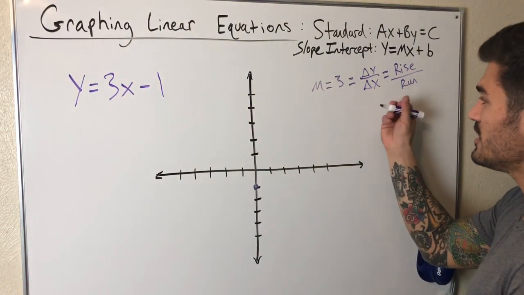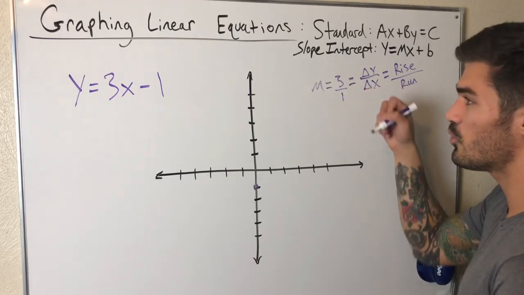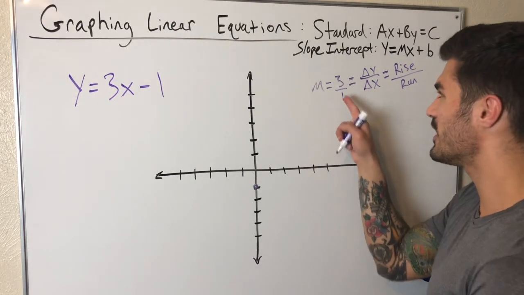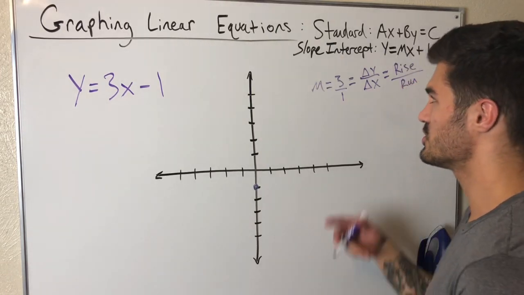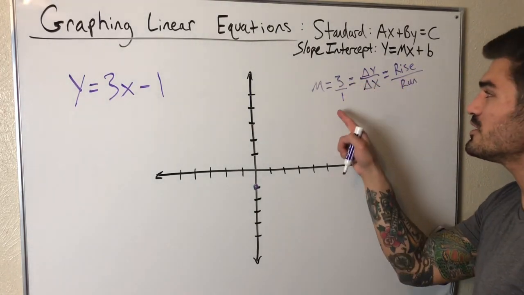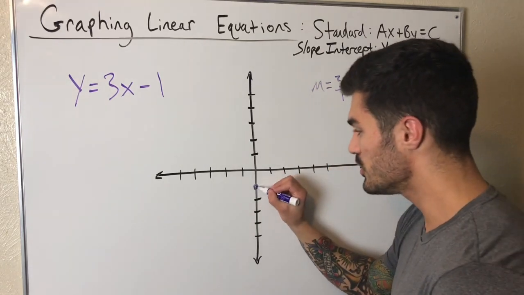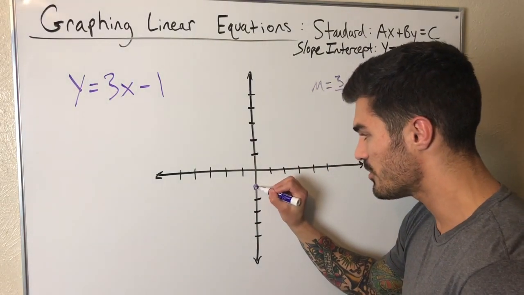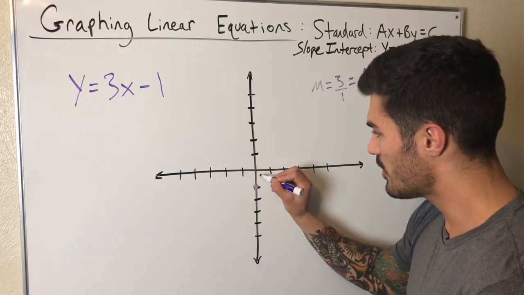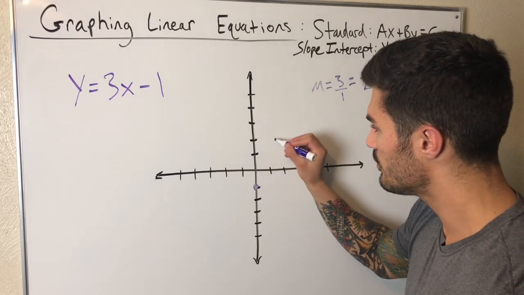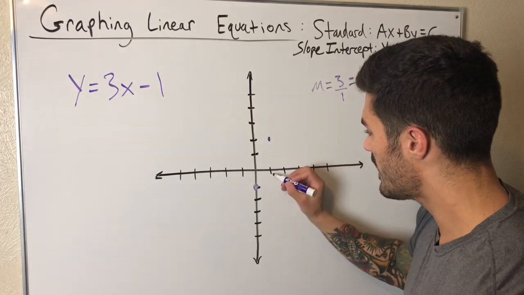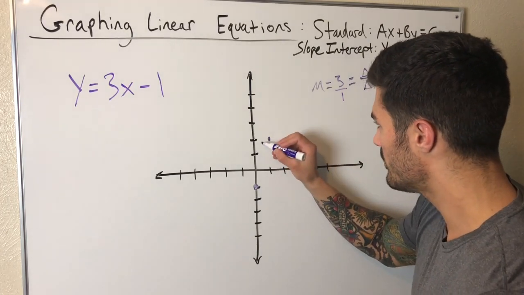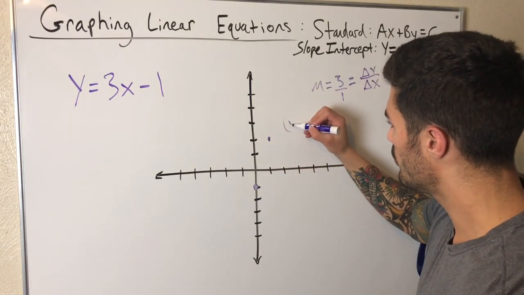So this m is 3, which we can write as 3 over 1. Whenever you have an integer or a whole number like that, it's nice to write it as 3 over 1 because then it's easy to see what's going on. So we're going to rise 3 and run 1. We start from our y-intercept, and we rise 1, 2, 3, and we run 1. So our point is here at (1, 2). That's our point, (1, 2).